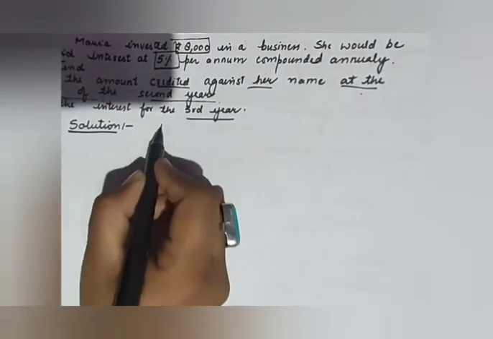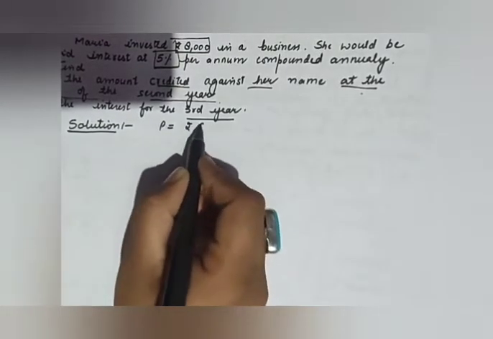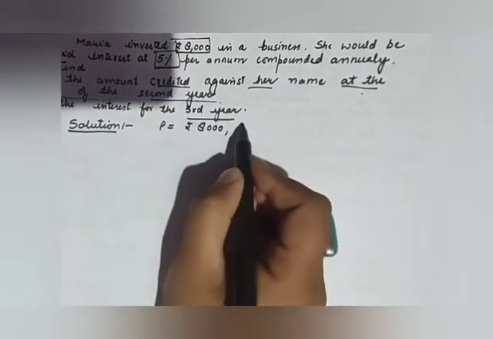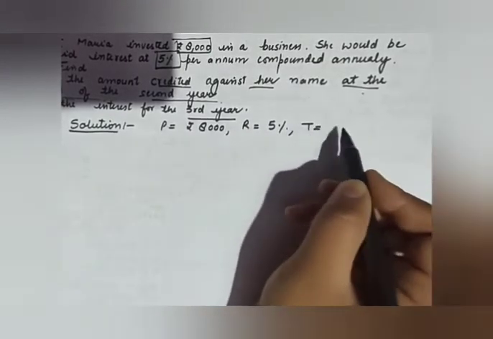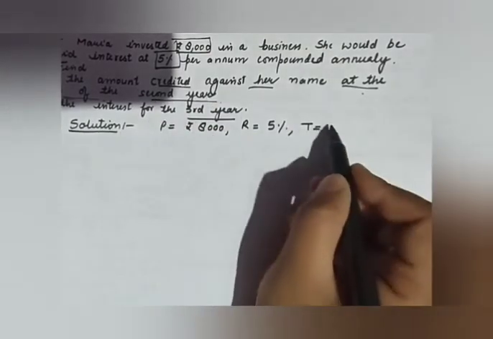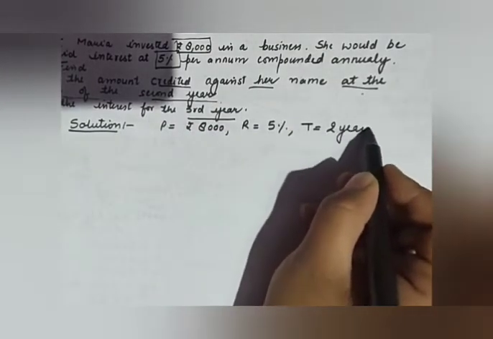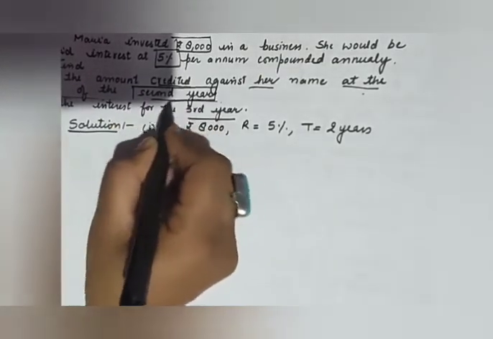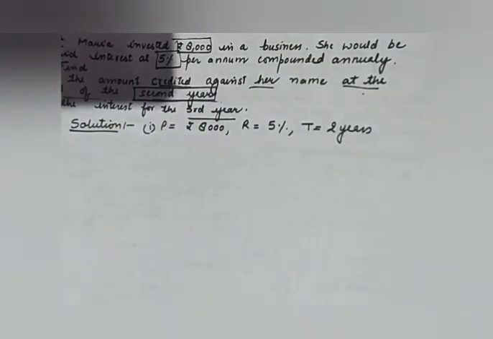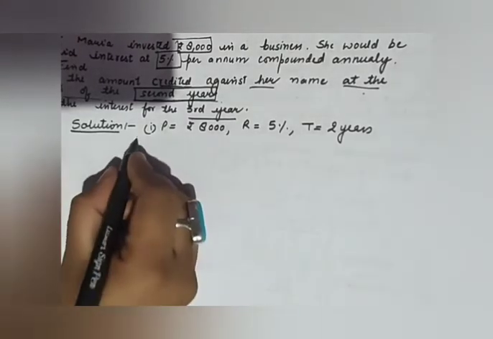So simply we will write principal, how much it is? 8,000 here. What is your rate here? This is 5%. And what is your time here? Time here it is 2 years. Okay, so for the first part time is 2 years, because here it is written that you have to get the amount after 2 years. So I will apply the formula.